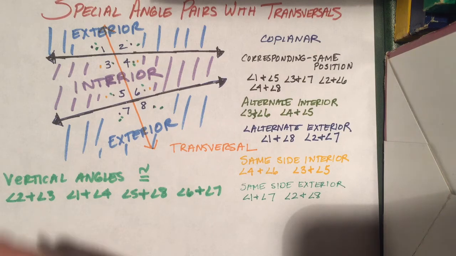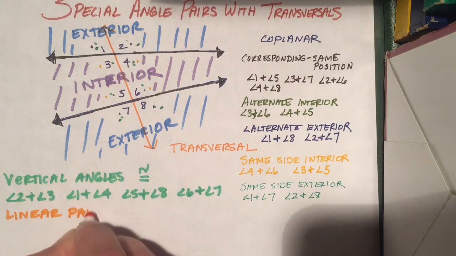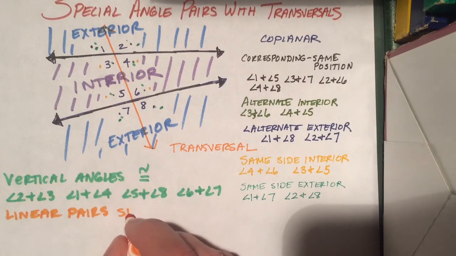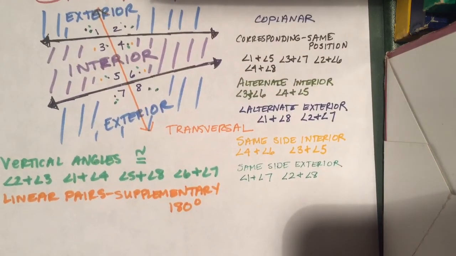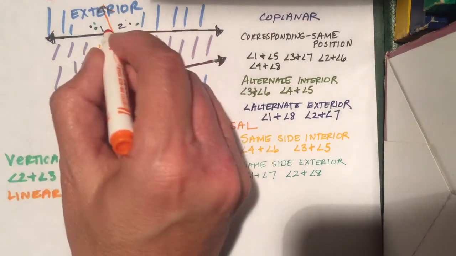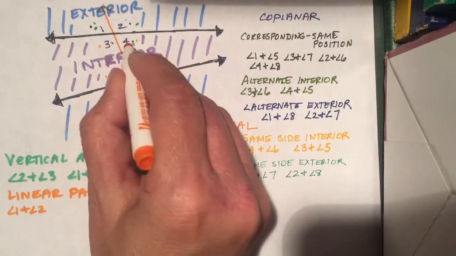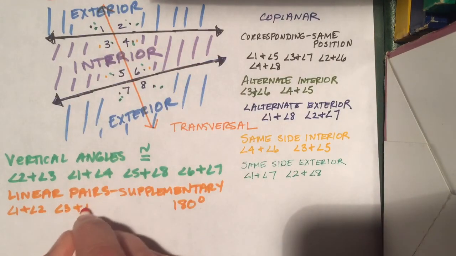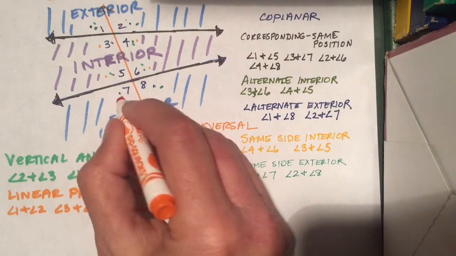So let's look at the other pair that we have. We have the linear pairs. Remember, the vertical angles are always congruent. The linear pairs are always supplementary. What does supplementary mean? Supplementary means they add up to 180 degrees. So I'm going to look at all my linear pairs, and there are 8 here. 1 and 2, 3 and 4, 5 and 6, and 7 and 8.